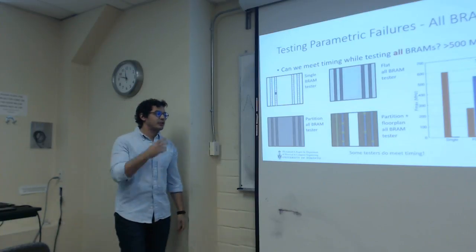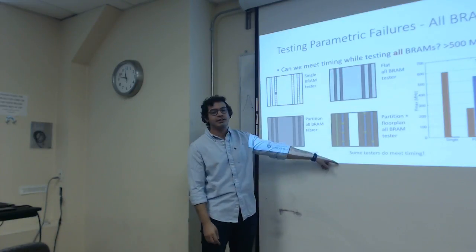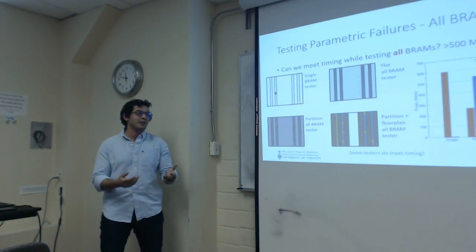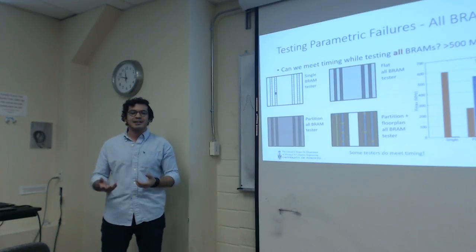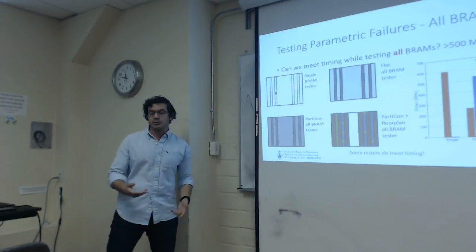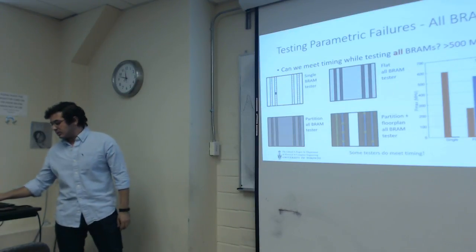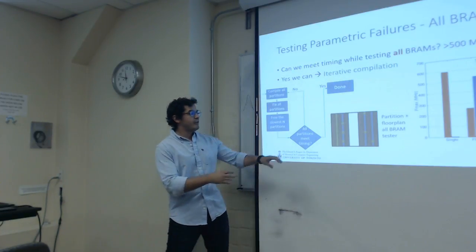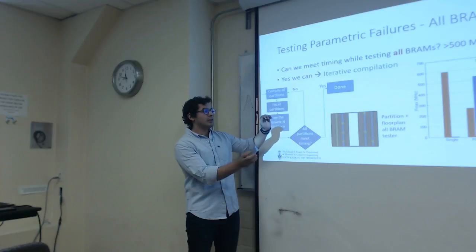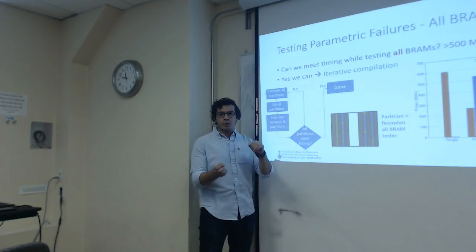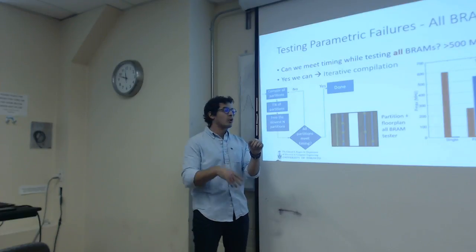But we noticed something interesting, that some of the testers actually meet timing. Some of them don't, but a chunk of them actually meet timing. And because we know that they're almost identical testers, we know that there is no fundamental reason why the others can't meet timing. So we developed this iterative compilation where we fix all the netlist, and then we just look at the slowest n testers. We free these slowest n testers and run a compilation again.